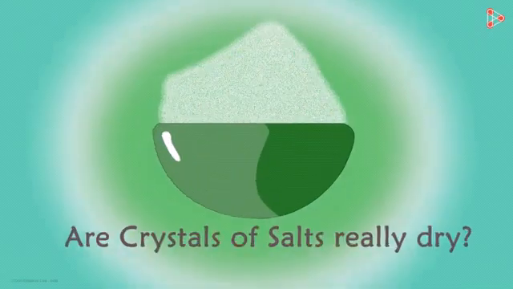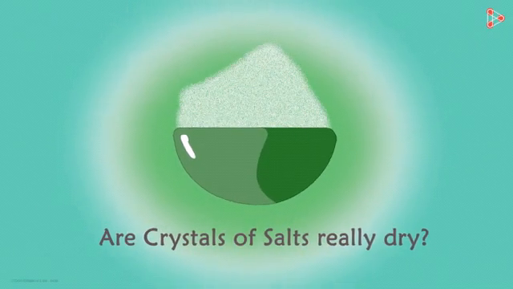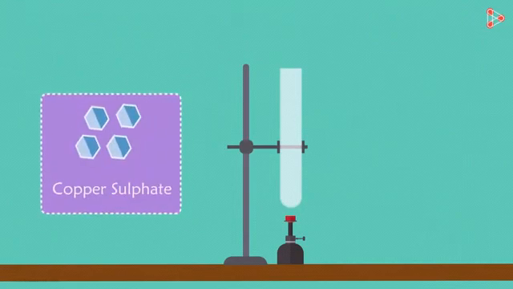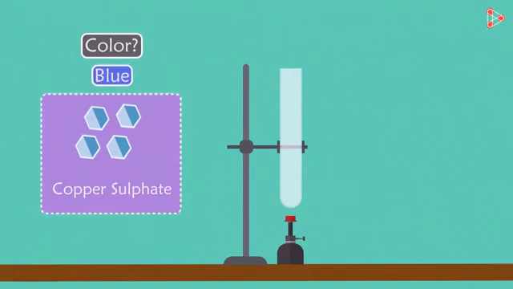To know if the crystals of salts are really dry, let's perform a quick experiment. All we would need for this experiment is a burner, a test tube and a test tube holder. We would also need a few crystals of copper sulfate. Before we begin our experiment, could you tell me the color of the crystals? Yes, it's blue. The crystals look dry, don't they? But are they really dry?